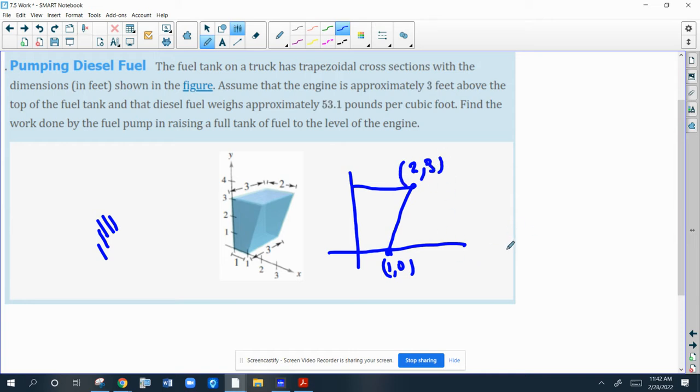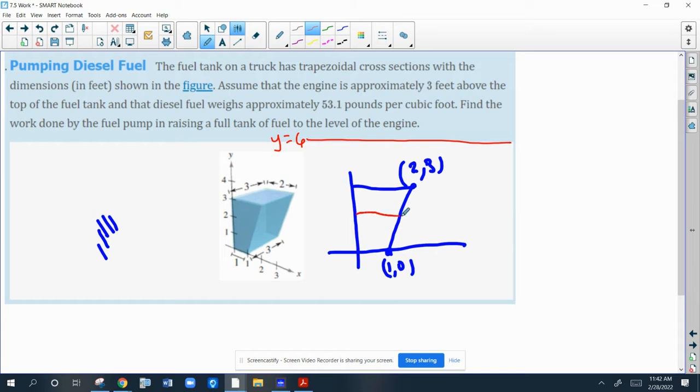And we are going to assume the engine is 3 feet above the top of the fuel tank. So the engine is up here on this level. Since this is 3, this would be y equals 6. So we're going to pump the full tank to the level of the engine.